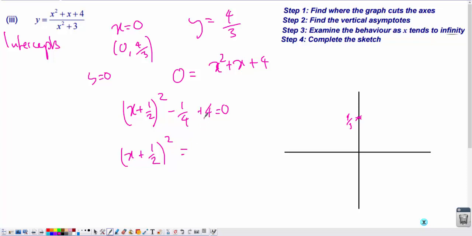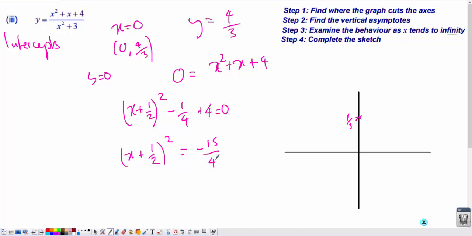Or what did I say? I said 4 minus a quarter is, well, this is 16 over 4 minus 1 over 4, so 15 over 4. So it becomes positive here, so it becomes negative. So negative 15 over 4.